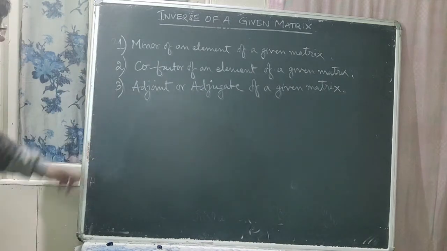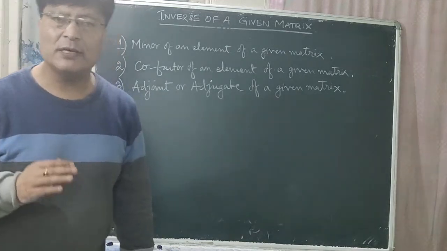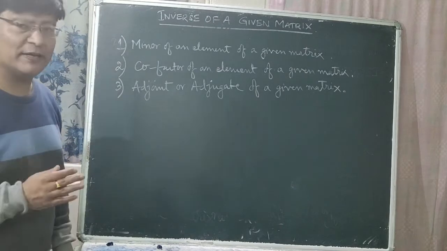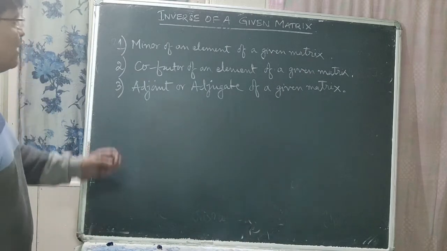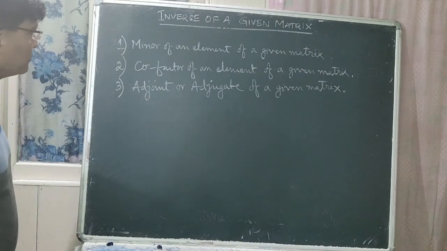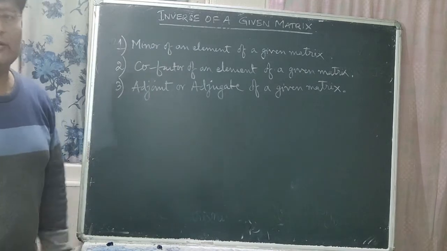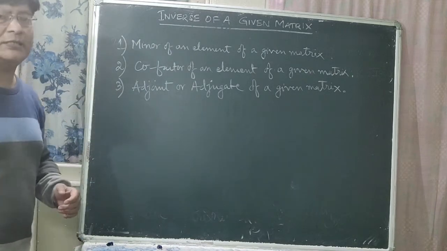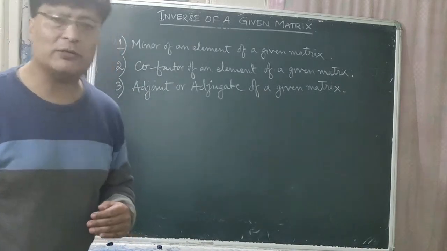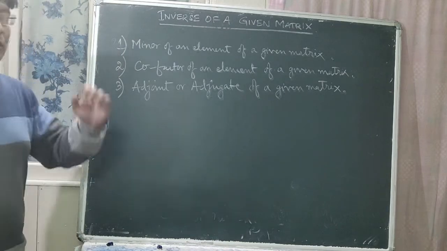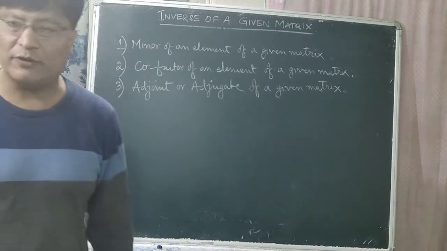First of all you should know these three points. The first one is the minor of an element of a given matrix, that is, what is meant by minor of an element, or how you can find out the minor of an element of a given matrix. Number two, you should know how to find the cofactor of an element of a given matrix. And the third one is how to get the adjoint or adjugate of a given matrix, or what you mean by adjoint or adjugate of a given matrix. Okay, so let us discuss topic 1, that is minor of an element of a given matrix.